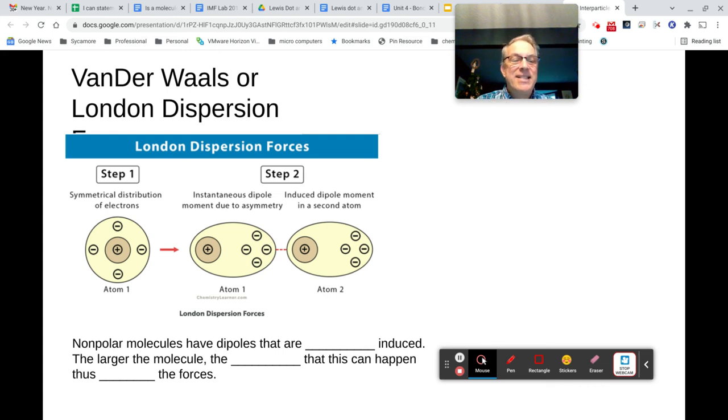However, this is the thing you need to write down. Again, this is really important here. Nonpolar molecules have dipoles that are temporarily induced. But here's the important part. The larger the molecule is, the greater the odds that this can happen, and thus you have more of these forces. So when we make these molecules super big with lots of carbon chains and lots of hydrogen, you can actually have those as liquids and solids, even though they're very nonpolar. Plastic is a great example of this. Styrofoam is a good example of this. There's even polypeptides in our bodies, a good example of it.